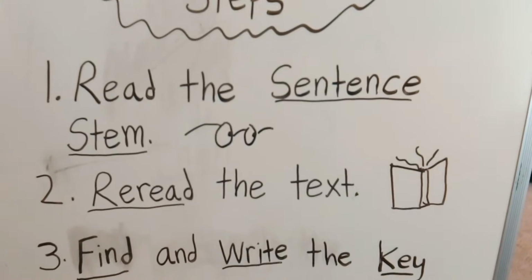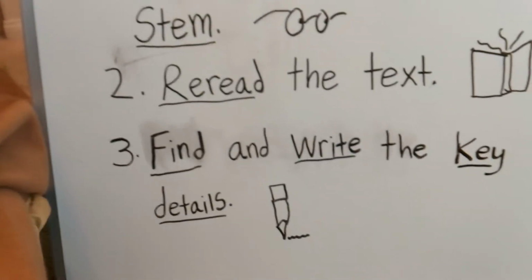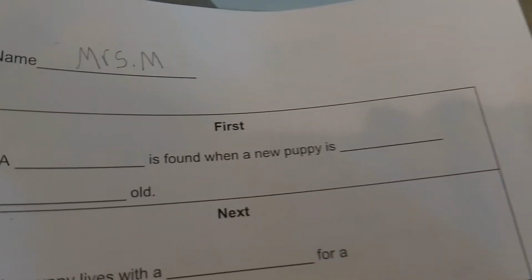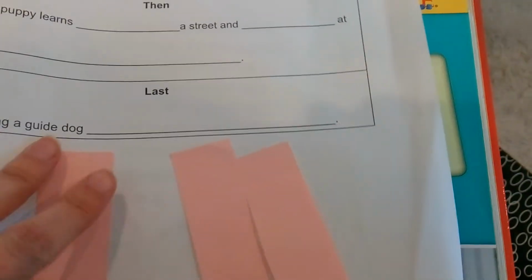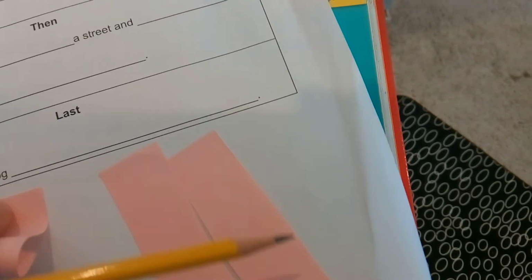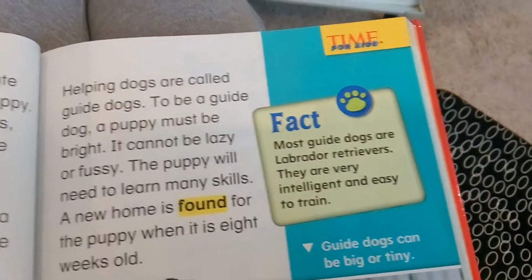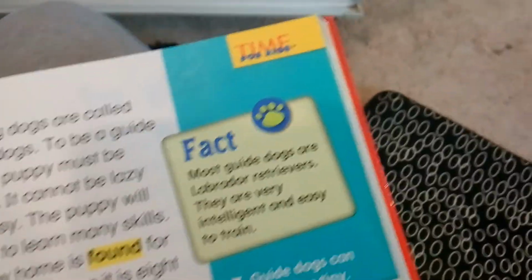Okay, so I just did step 1 where I read the sentence stem, and I did step 2 where I reread the text. Now it's time for the fun part, step 3, where I need to find and write the key details that complete my sentence stem. A blank is found when a new puppy is blank old. And I printed this document, and you can see I also cut some Post-it notes for myself, because using those Post-it notes is going to help me mark my key details. You likewise can either put on the computer, highlight your key details, or you can print it and circle it with a pencil or use Post-it notes like we're used to in class.